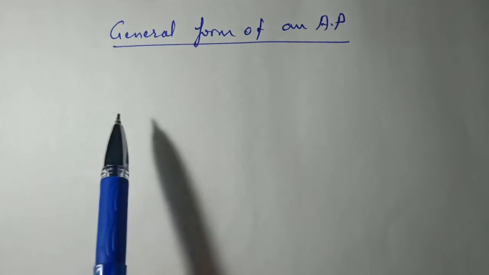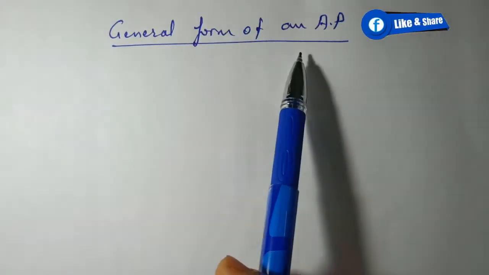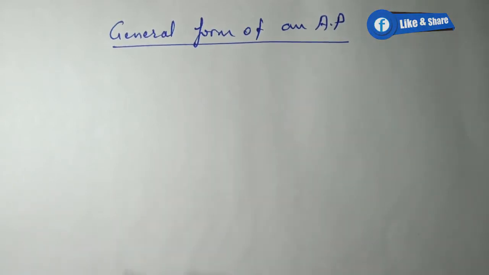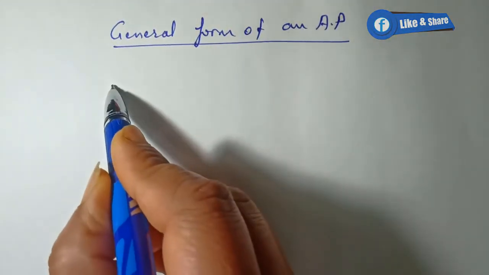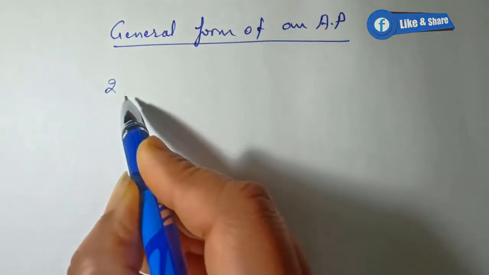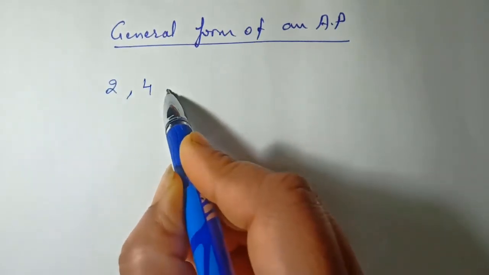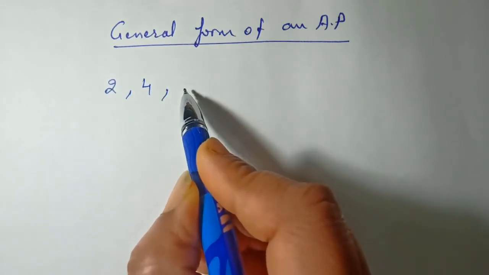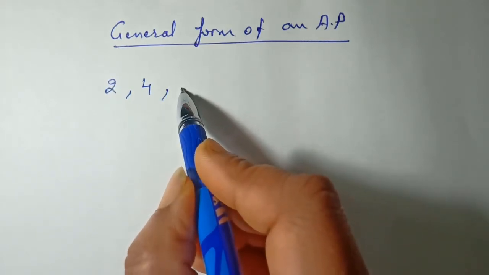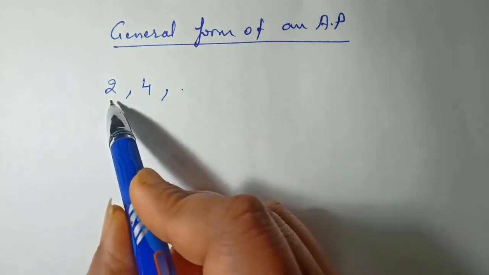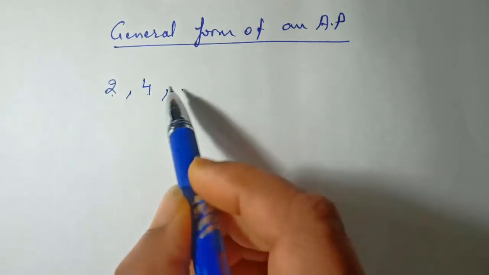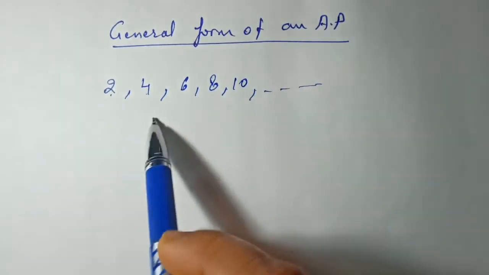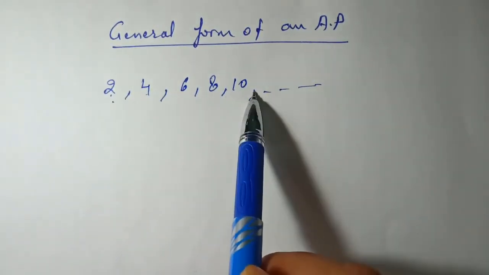Student, today we're going to learn the general form of an AP. AP means arithmetic progression. So before starting, let us take an example. We have learned that any series of numbers is said to be in AP, arithmetic progression, if they have a common difference. So I am taking the example first: 2, 4, 6, 8, 10 and so on. So this is an example of AP.